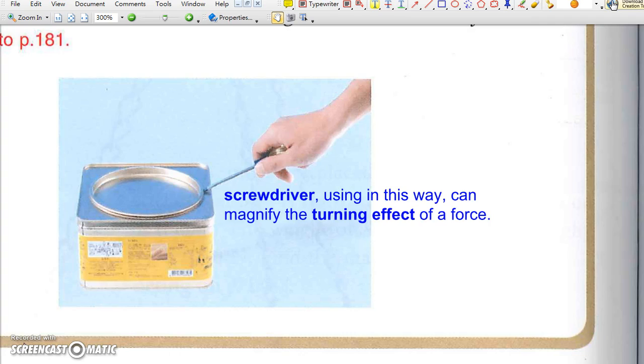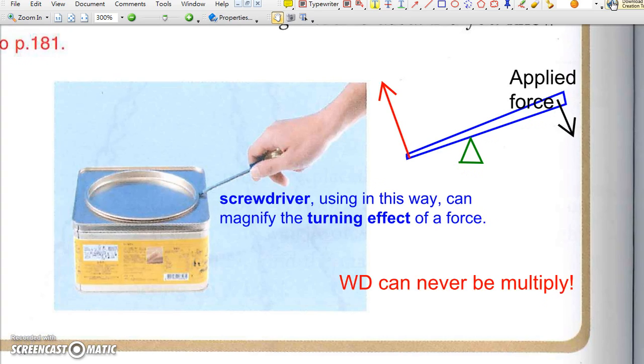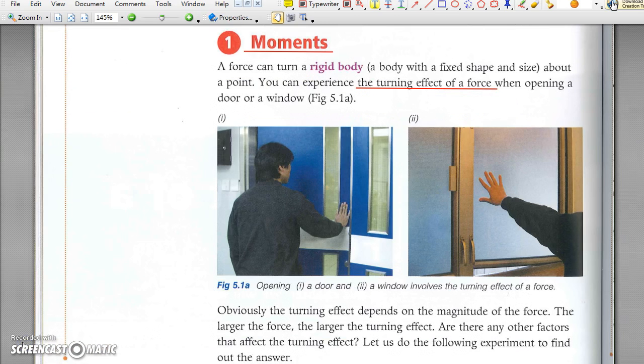Without a screwdriver, many of you may have tried to open a can using fingernails, and it mostly fails and hurts. A screwdriver, especially a larger one, can open a metal can with ease. Why? A screwdriver cannot multiply our work done, as conservation of energy does not allow. But surprisingly, any long object used as a lever in this way can multiply the turning effect of the applied force.